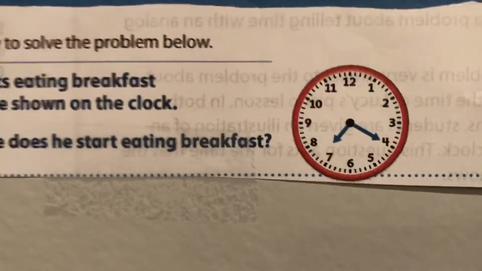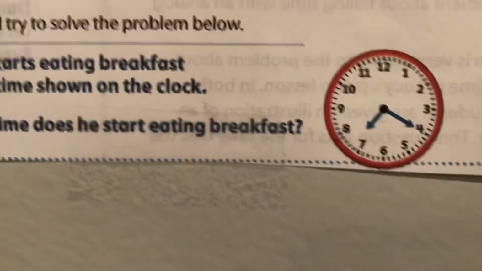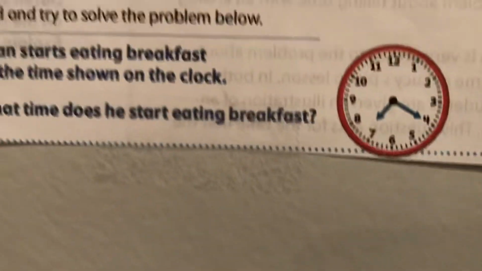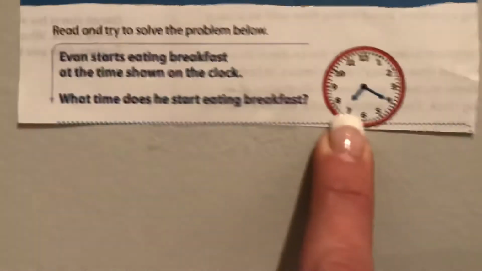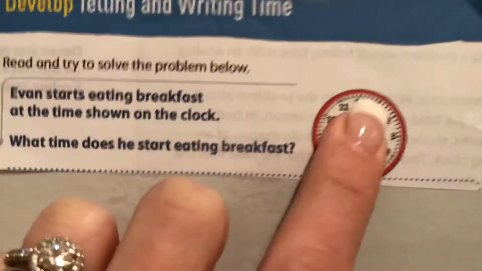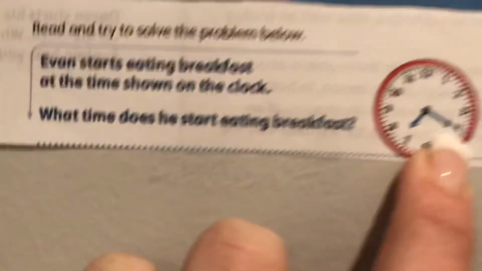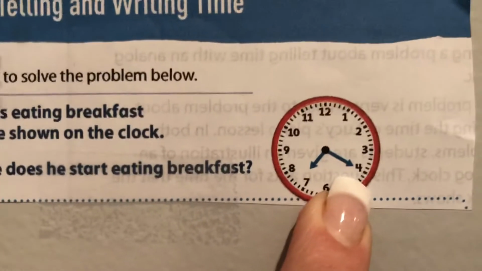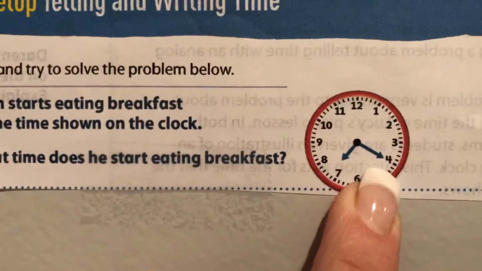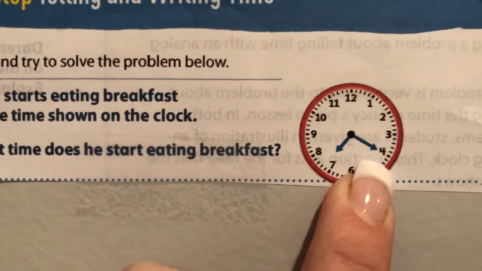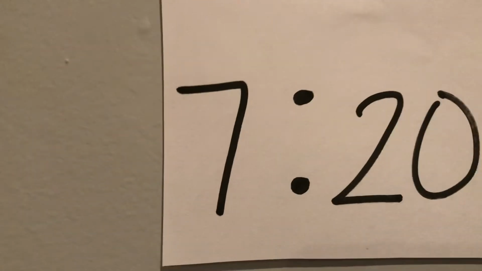Okay, you can either pause me if you're not ready, or we can continue. Okay, so you should have said the hour is 7 and the minutes is 5, 10, 15, 20. That 4, boys and girls, is 20 minutes. So you should have said the time is 7:20. And this is digital time, okay?